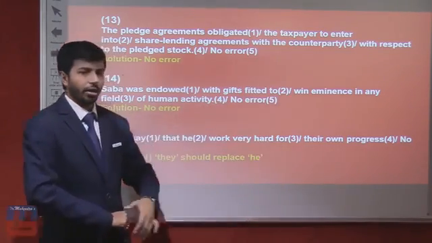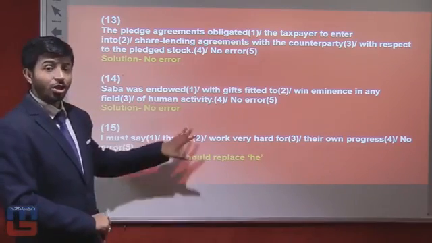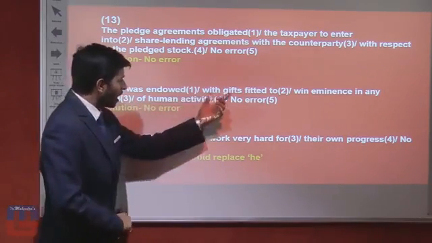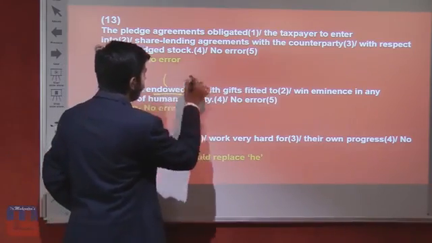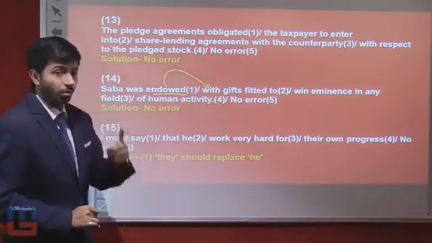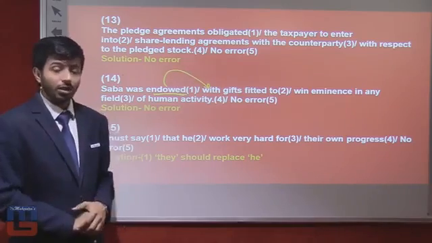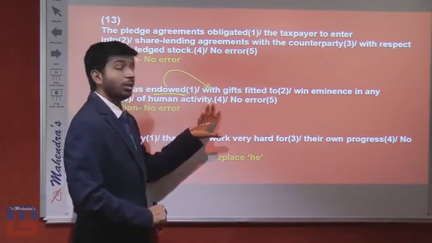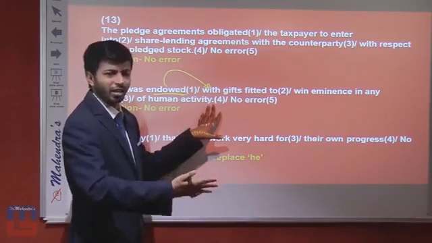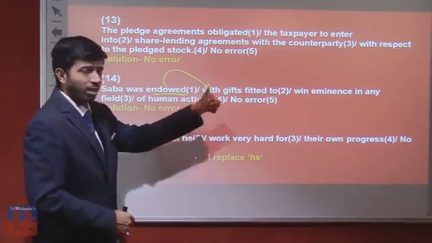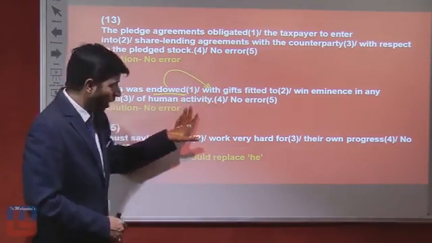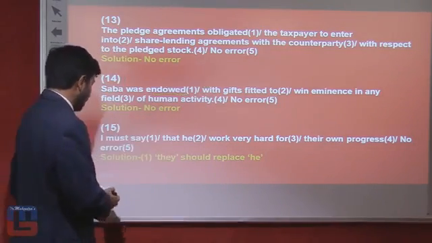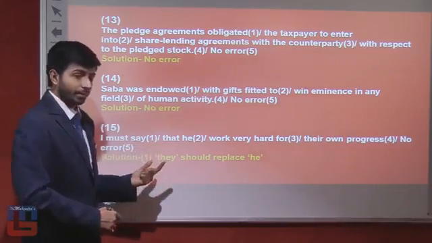Next is: Sabha was endowed with gifts fitted to win eminence in any field of human activity. No error in the given sentence, because "Sabha was endowed with gifts": endowed takes "with" as its preposition. You must remember "endowed with" should be used in the sentence, and an error can be created by replacing "with" with a different preposition. Endowed with is correct, and "fitted to win eminence in any field of human activity" is also fine. There is no error.